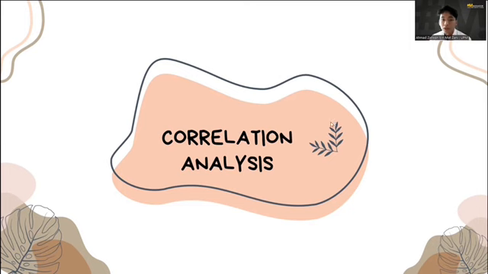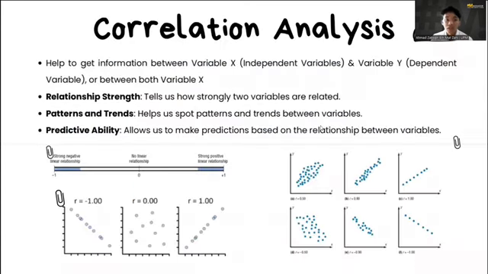So I will explain about the correlation analysis for this analysis. So first, correlation analysis helps to get information between variable X, the independent variable, and variable Y, the dependent variable, or between both variables. In this case, the variable X is the distance, and the variable Y is the absenteeism in hours. So it tests the relationship strength of the correlation between X and Y.